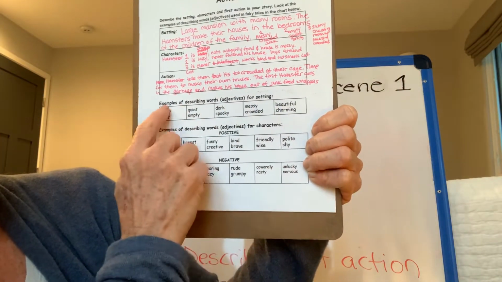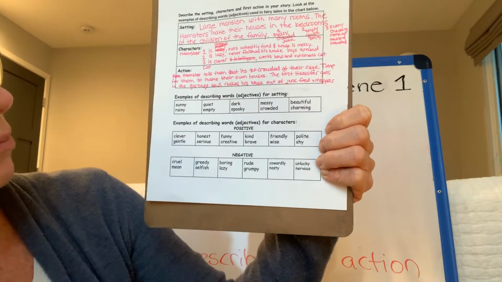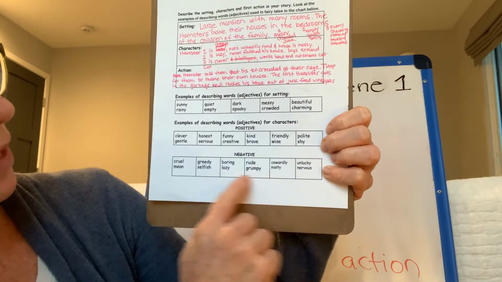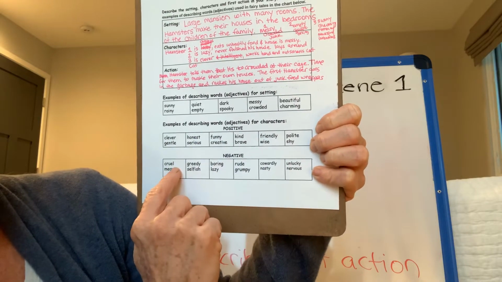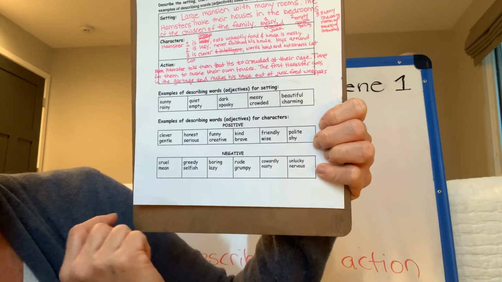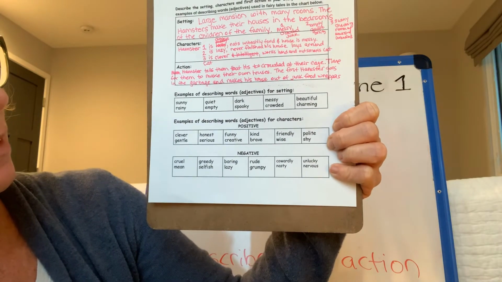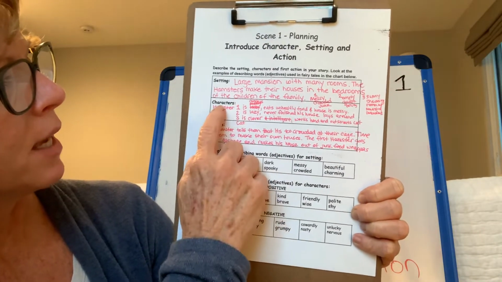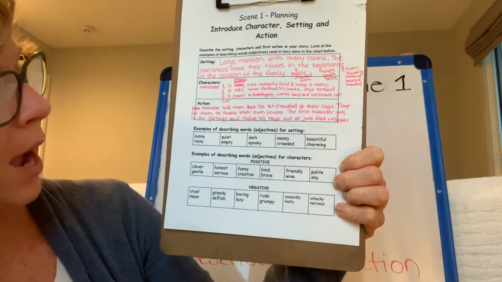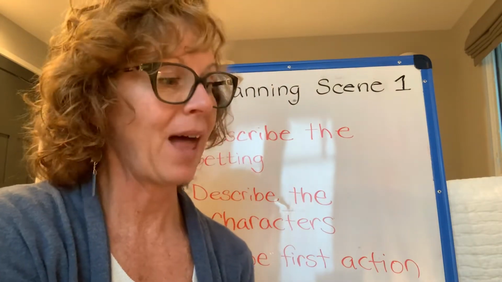This box has some examples of describing words for setting. Both of these boxes are describing words or adjectives for characters. These are some positive traits, and these are some maybe negative traits for your characters. When I filled out a description of the setting, characters, and action for my story, I found these words very helpful.